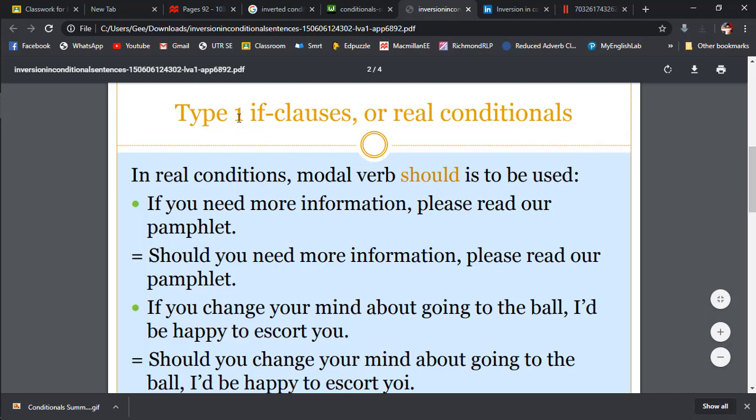We have type 1, if clauses or real conditions. In real conditions, the modal verb should is used. If you need more information, so look, this is the one that we know already. If you need more information, please read our pamphlet. Yeah. So look, we change it. Instead of using if, we use should. Should you need more information, please read our pamphlet.